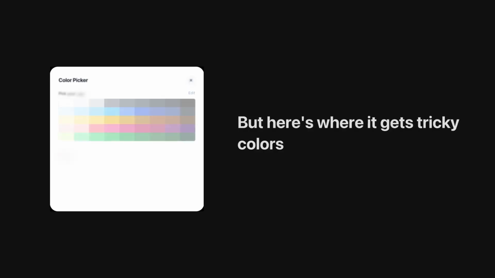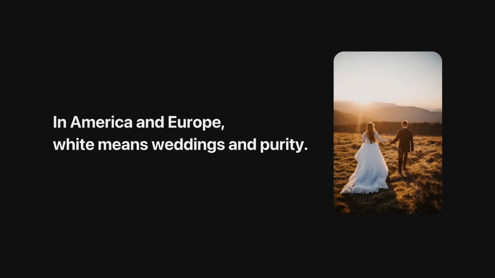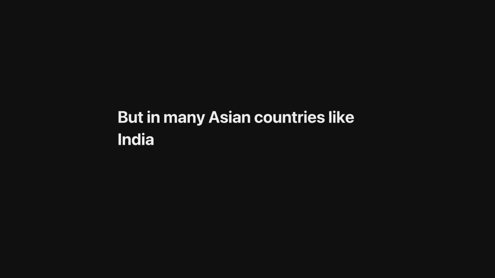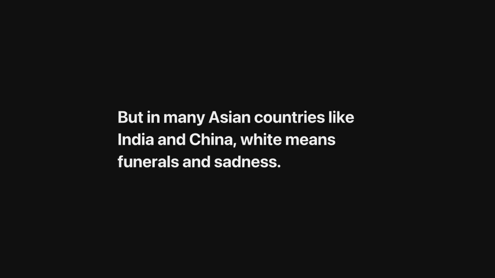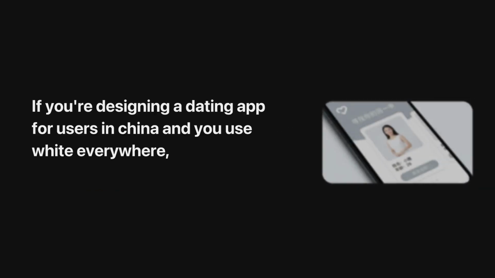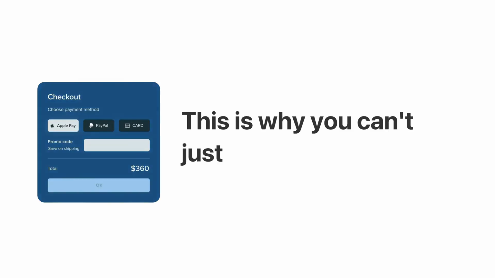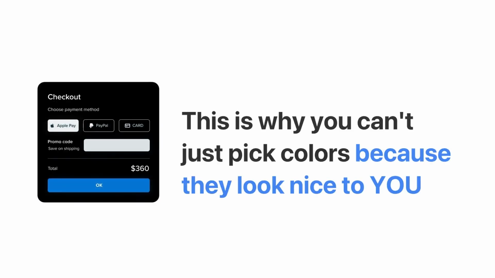But here's where it gets tricky. Colors mean different things in different countries. In America and Europe, white means weddings and purity. But in many Asian countries like India and China, white means funerals and sadness. Red is lucky in China, but can mean danger in Western countries. See the problem? If you're designing a dating app for users in China and you use white everywhere, you might send the wrong message. This is why you can't just pick colors because they look nice to you.